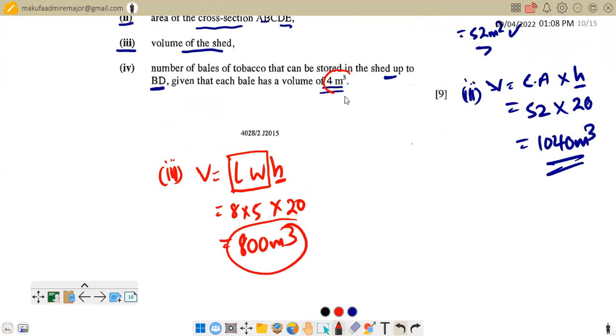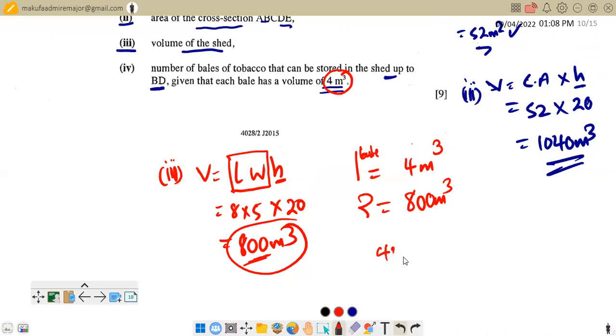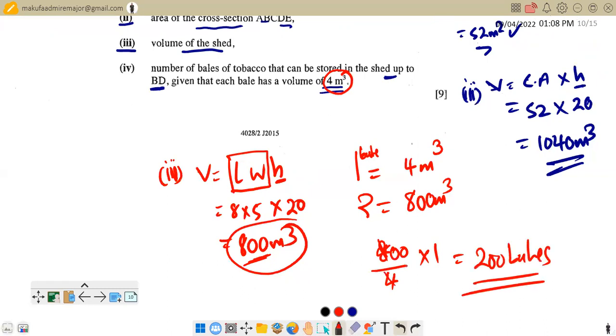4 cubic meters, which means if one bale is equal to 4 cubic meters, how many are we going to store in this volume of 800 cubic meters? How many bales are we going to have? So this is one bale. So we just have to multiply 800 over 4 multiplied by 1, and this is going to give us 200 bales. So we're going to store 200 bales of what? Of tobacco from that distance, or from the measurement that you are now having up to BD.